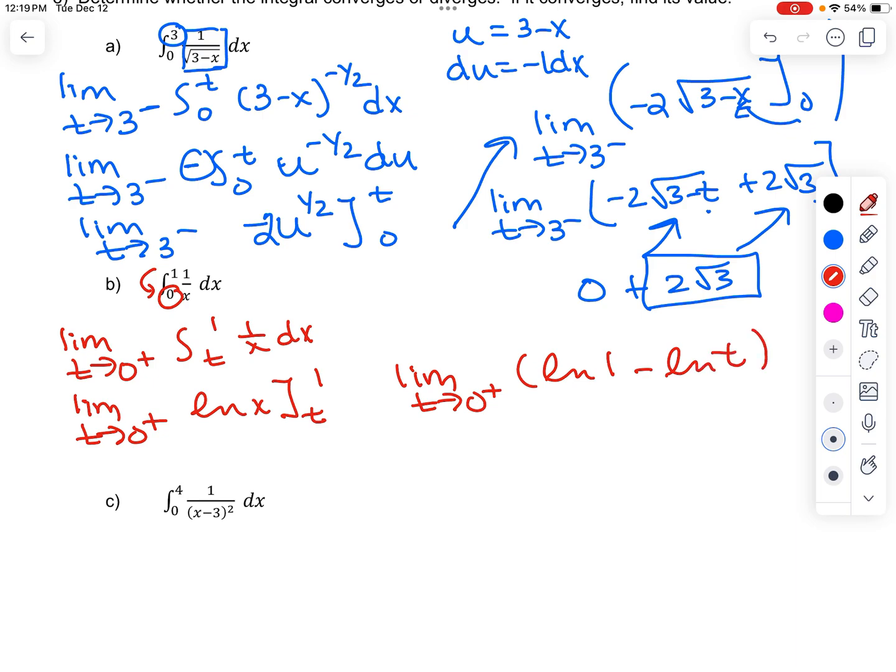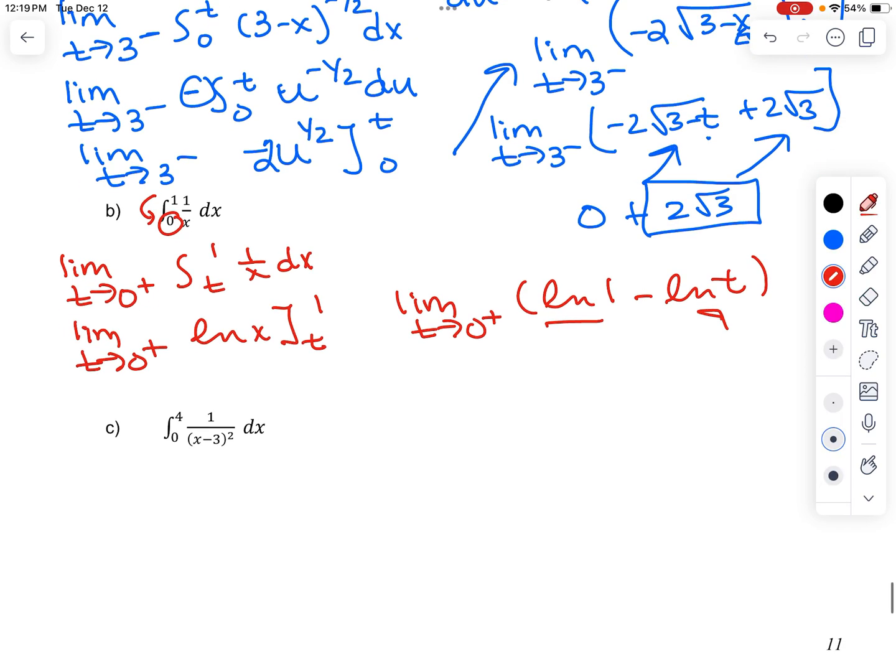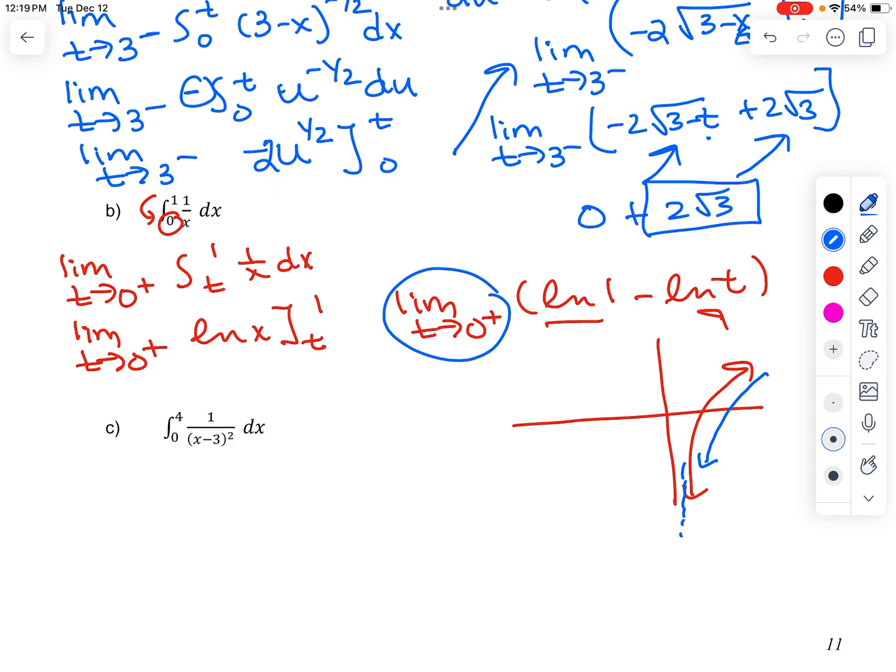Okay, so now let's take the limit. This is going to become 0. When I plug in 0, you have to think about what's happening to the natural log graph. So this is where if you know what the graph looks like, this is helpful. So the natural log graph looks like this. So notice as you approach 0 from the right-hand side, you are going this direction, and notice the graph just goes to negative infinity. So if one of these pieces is infinity or negative infinity, it really doesn't matter what this is. This is not going to approach a number. So we say this integral diverges.